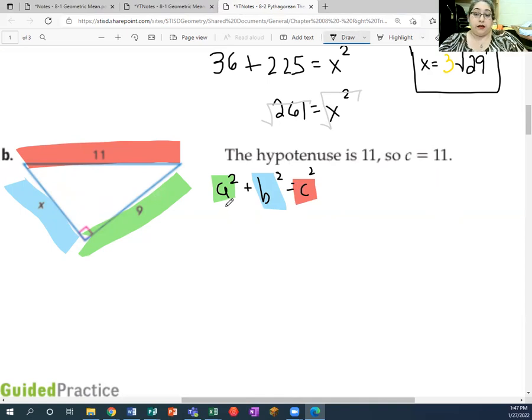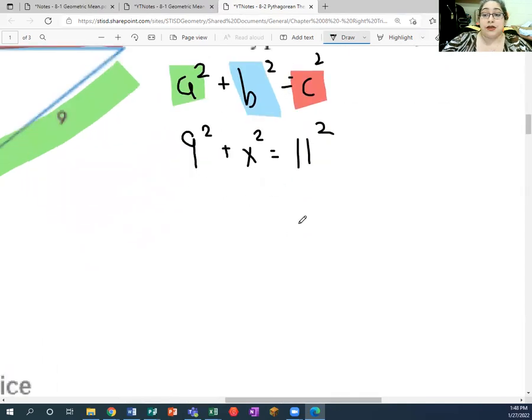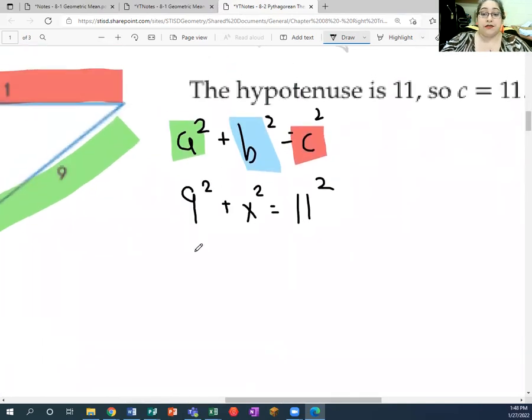All right, there we go. I'm going to go ahead and substitute. I have 9 for A. I have X for B. And I have 11 for C. All right, just zooming in nice and tight so you can see my handwriting. 9 squared is the same as 9 times 9, which is 81. I don't know what x squared is, so I'm going to leave it as x squared. 11 squared is 11 times 11, or 121.